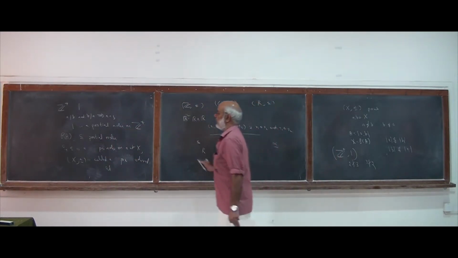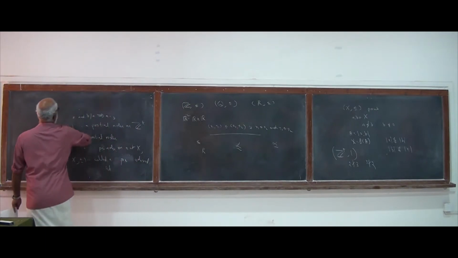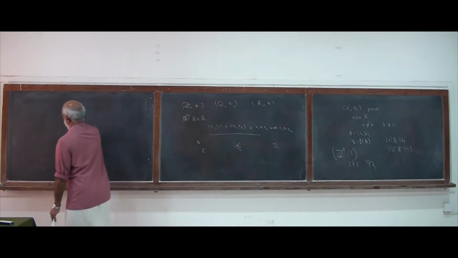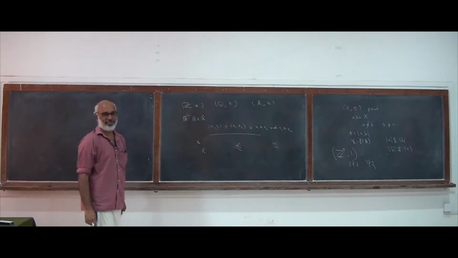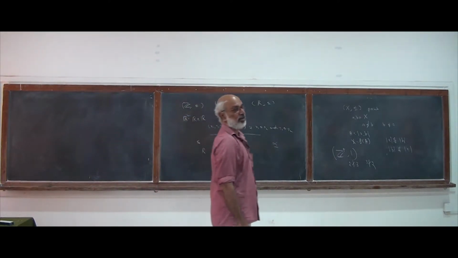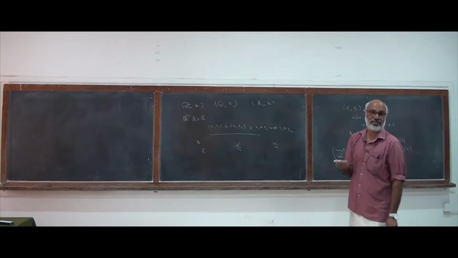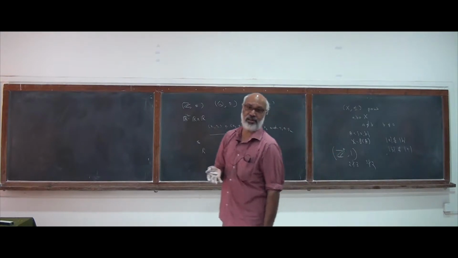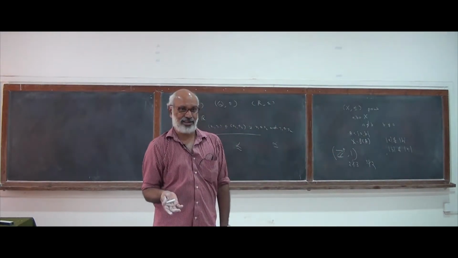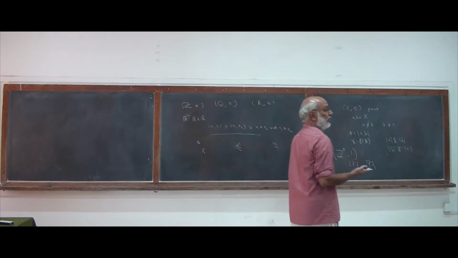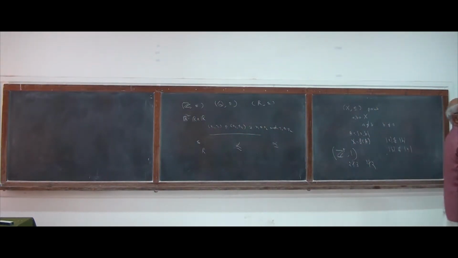But in the case of some partially ordered sets, it can happen that any two elements are comparable. For example, you take the set of all real numbers with the usual less than or equal to. Then given any two real numbers A and B, either A is less than or equal to B or B is less than or equal to A. So in the case of some partially ordered sets, any two elements are comparable.